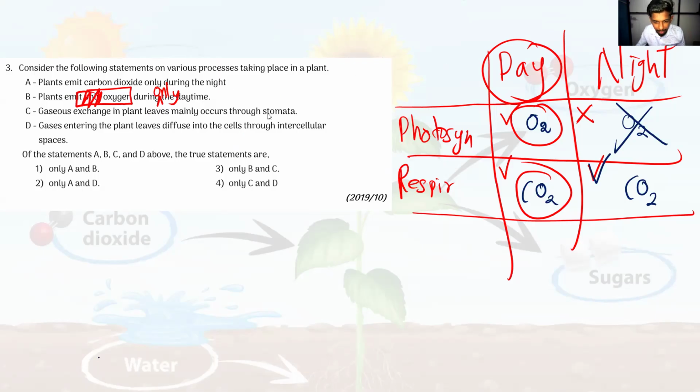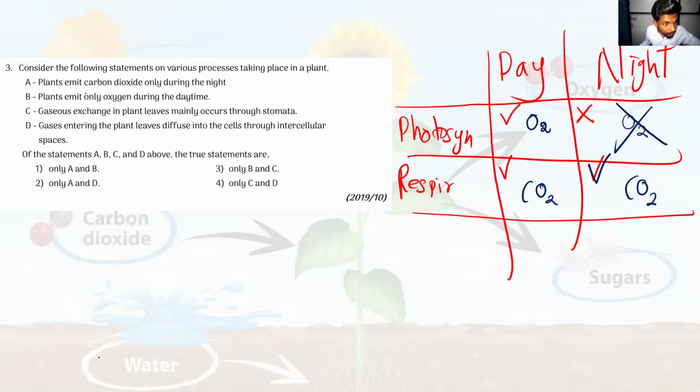Am I right or wrong, Pula? Kishore and Asma, did you get the idea, my dear? 'Plant emit only oxygen during the daytime' and 'plant emit oxygen during only daytime' are both different statements. Is it clear, my dear? During the daytime they release the oxygen and also the carbon dioxide. They release both of the gases, right? But in the question they have clearly mentioned plant emit only oxygen during the daytime. No, that is wrong. During the daytime they release both of them. So that's why statement B is wrong.